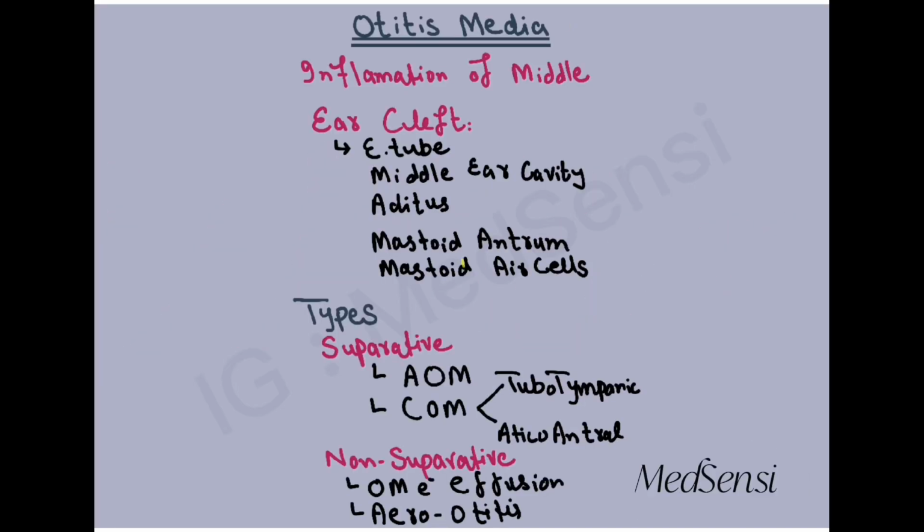Today we are going to talk about otitis media, which is an inflammation of the middle ear cleft. The middle ear cleft consists of the eustachian tube, middle ear cavity, aditus, mastoid antrum, and mastoid cells. Otitis media is generally of two types, suppurative and non-suppurative. Suppurative types include otitis media which is acute and chronic, also called ASOM and CSOM.